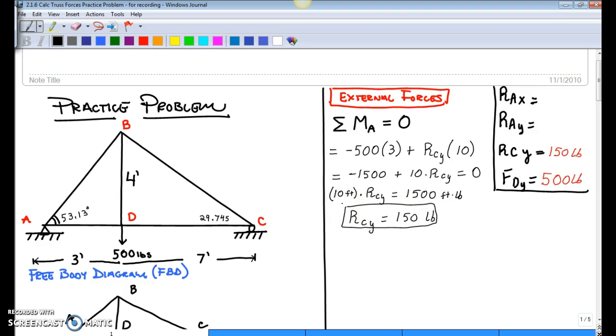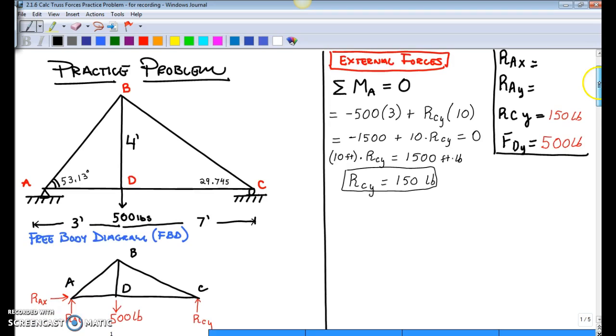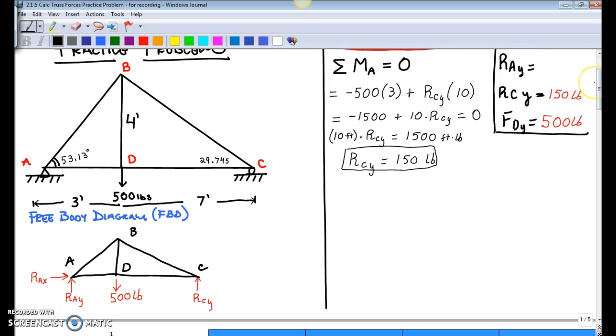Let's see. Next, we can look at, well, we have both of our reaction forces at A, X and Y. How are we going to go about solving those? Well, we can look at the sum of the forces. Let me make this bold. In the y direction. So the sum of all forces in the y direction must be 0.